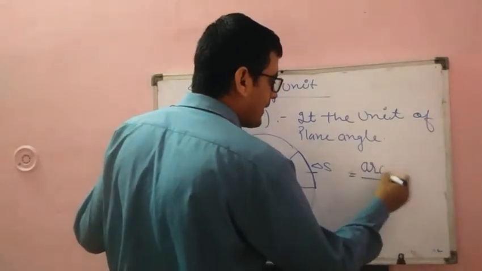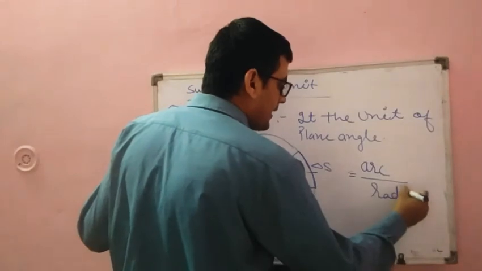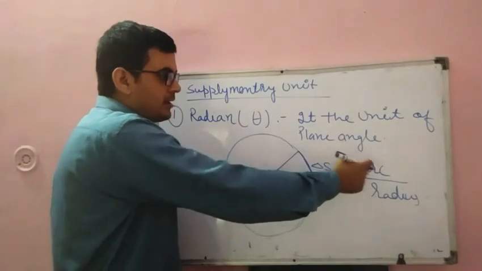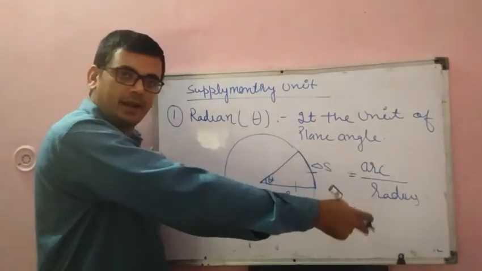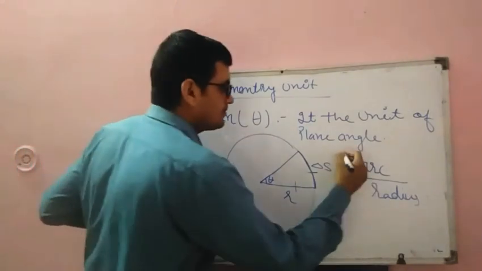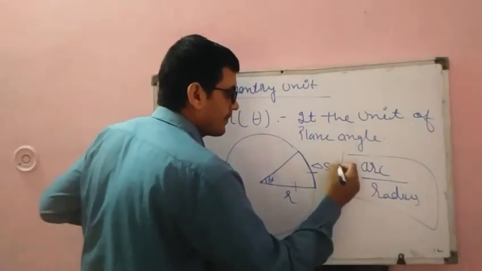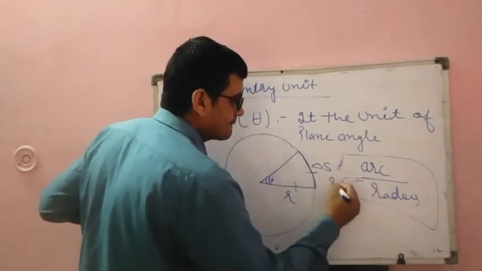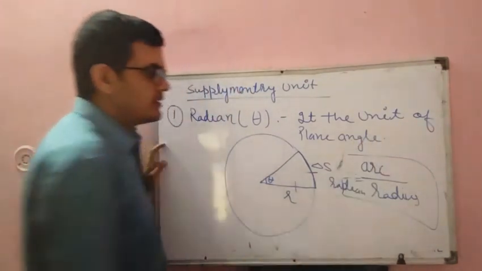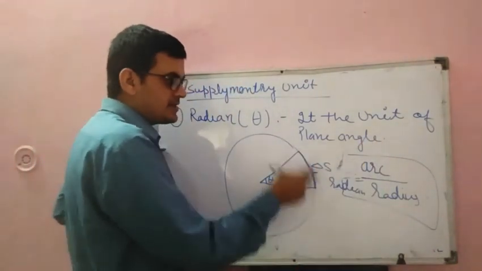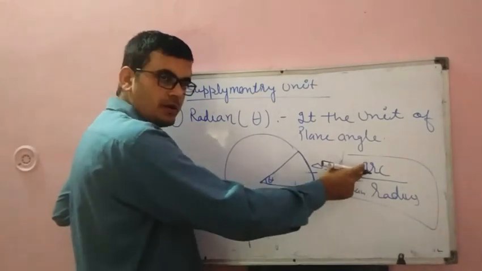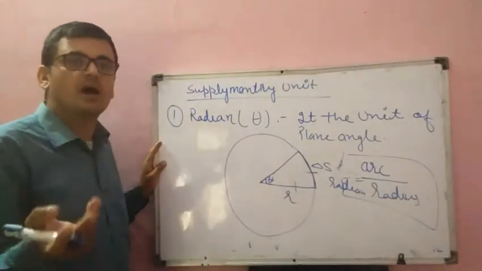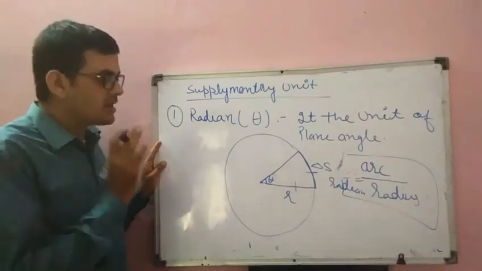Arc over radius. What? Arc over radius. 1 radian, or you can say plane angle, equals arc over radius. Okay. The unit of arc is length, so it is represented in meters, and radius is also represented in meters. So it is a dimensionless quantity.